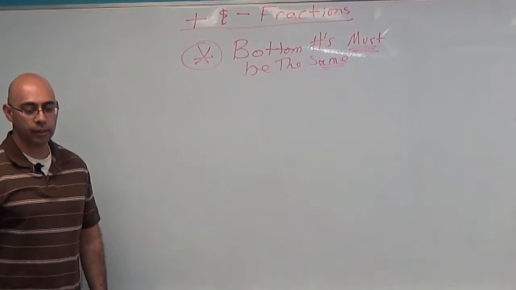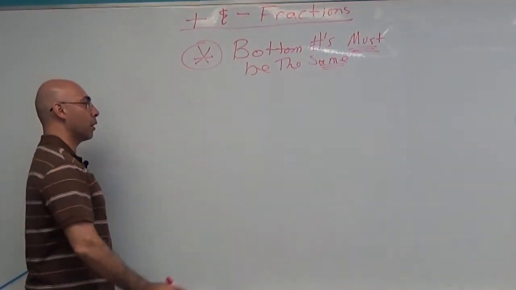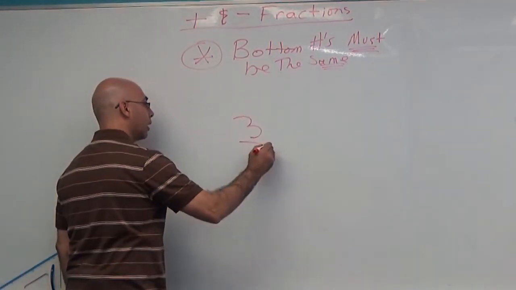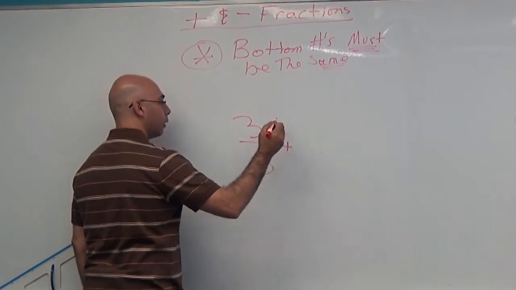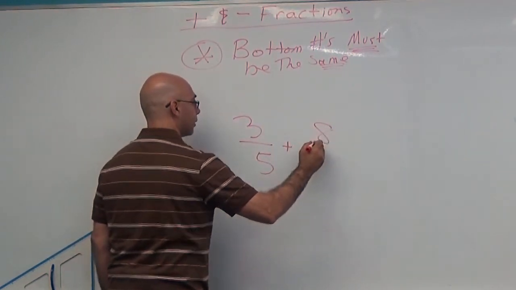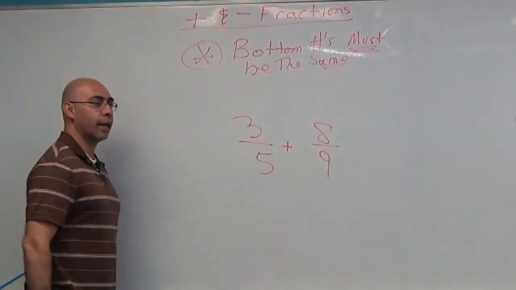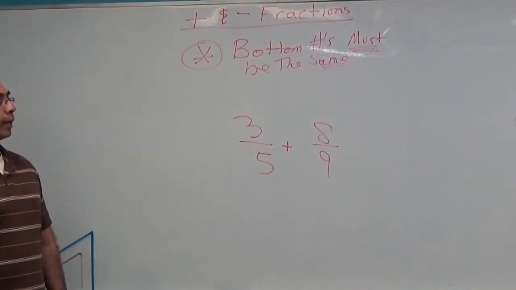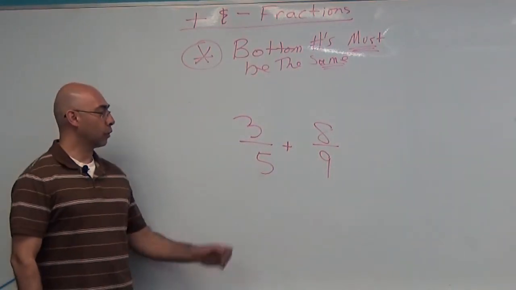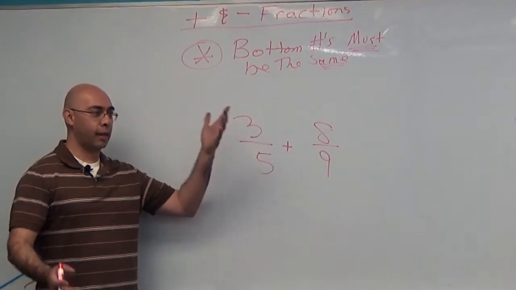Bottom numbers must be the same. The denominators must be the same. So if I were to do 3/5 plus 8/9, can I add those together? No, I cannot. There are 3 fifths and there are 8 ninths. I can't combine them together.